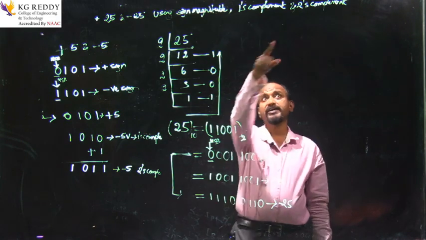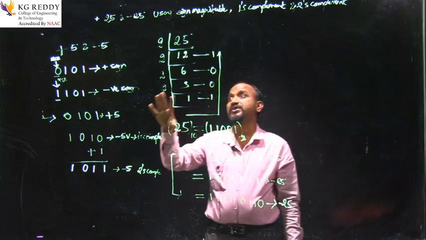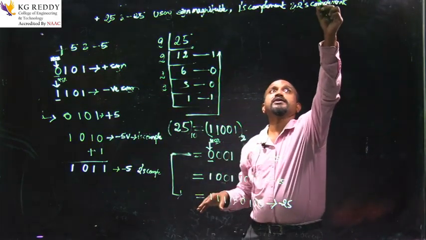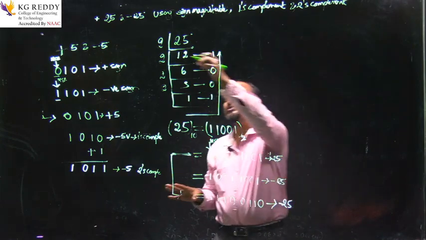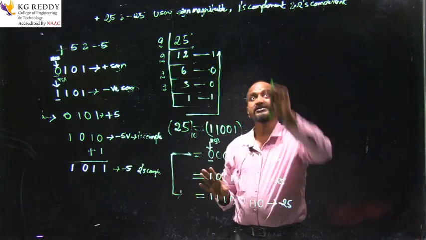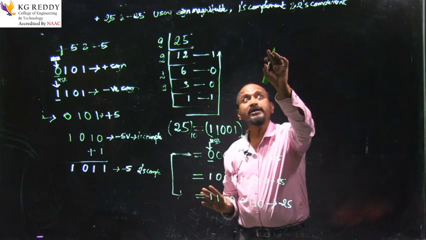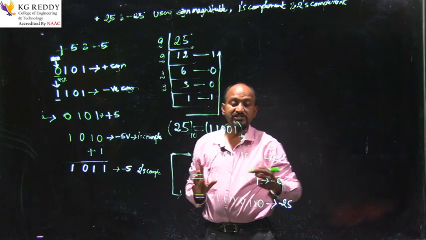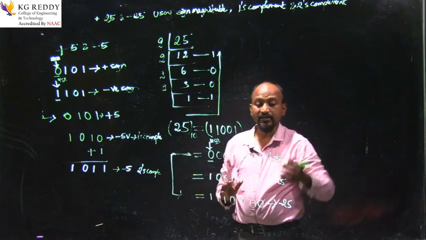The next, what is our heading? How do we represent plus 25 and minus 25 using the twos complement. As we discussed, positive signs are the same. Positive 25 is represented the same in sign magnitude, ones complement and twos complement. The only thing changing is minus 25 in the various forms.